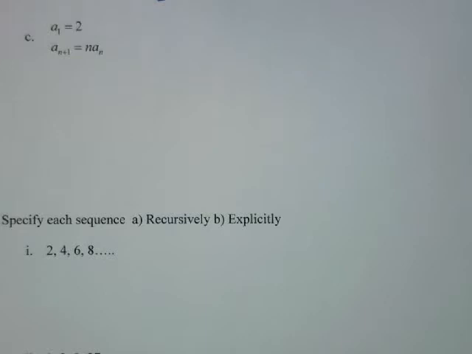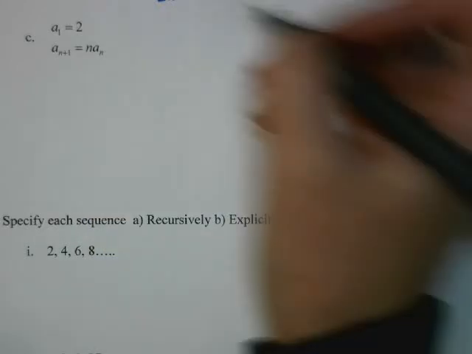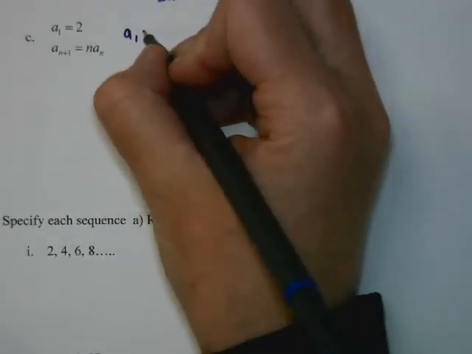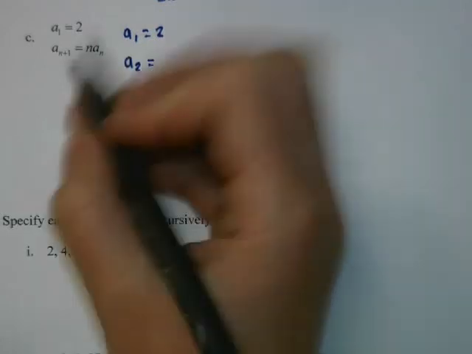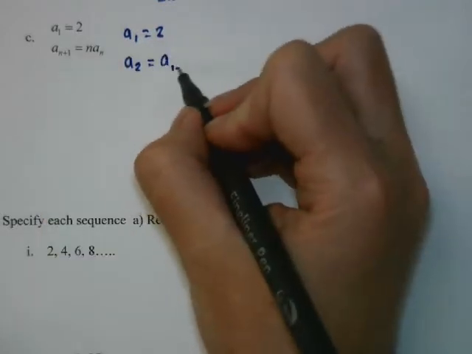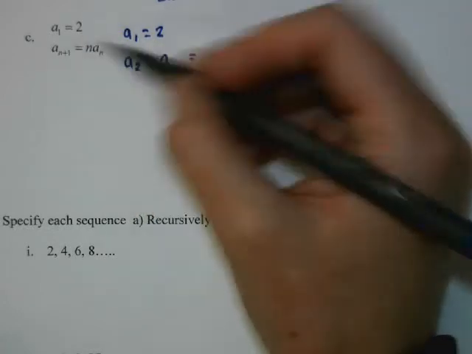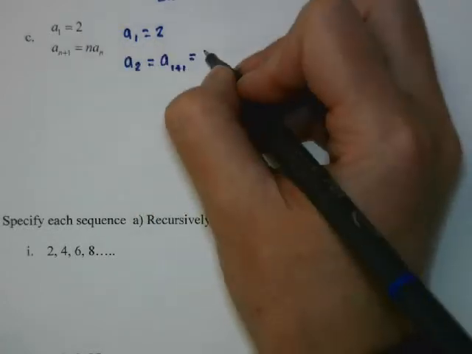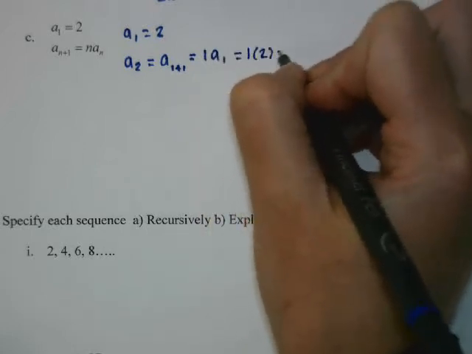Okay, and this next one's kind of a combination. We're starting with 2, and then I have this formula, which involves both an n and an an. So A1 is 2. A2 is really going to be A1 plus 1. So that subscript means n is actually 1. So we're going to have 1 times A1, which is 1 times 2, which is 2.